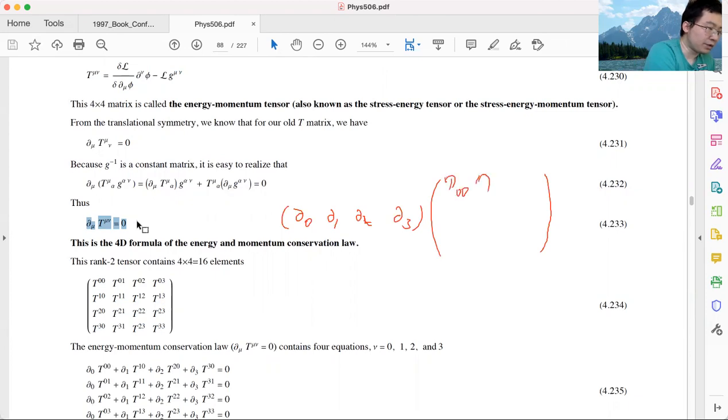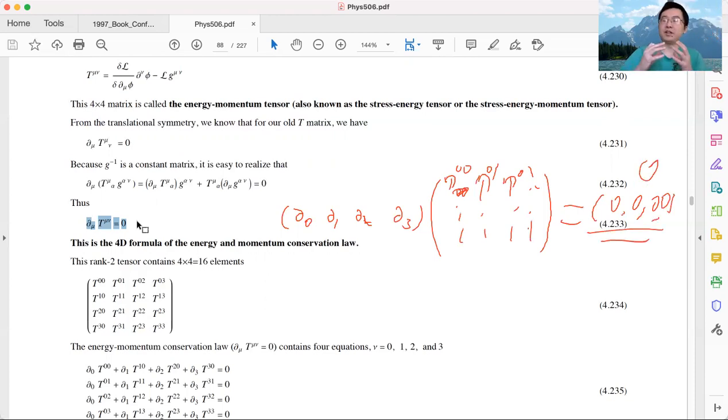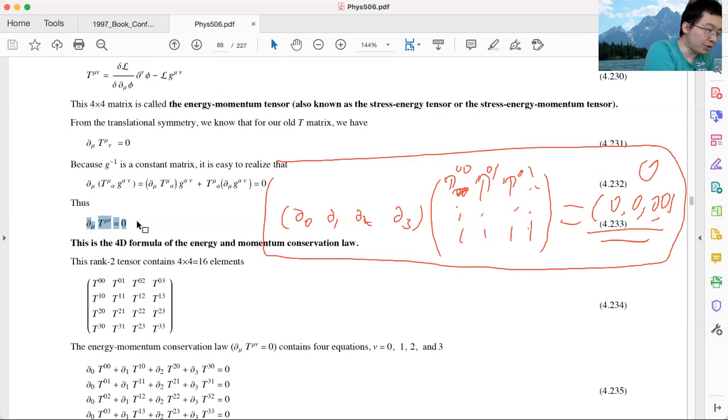T00, T01, T02, and so on, equals 0. The 0 here means 0, 0, 0, 0. So the 0 on the right-hand side is also a 4D vector. It has 4 components. So we have the equation vector equals 0. That is a 4D vector equation. Both sides are vectors.